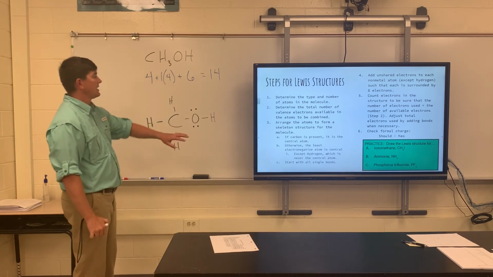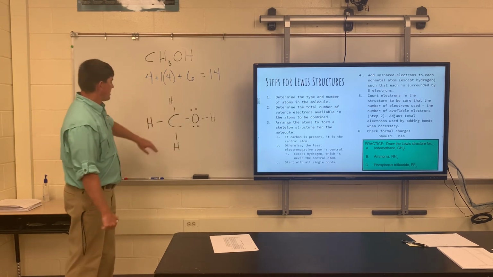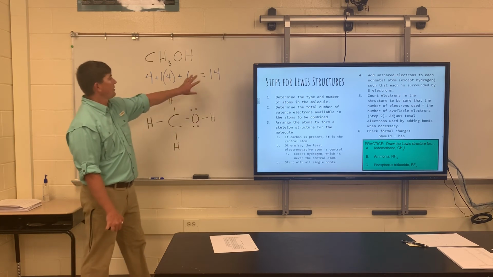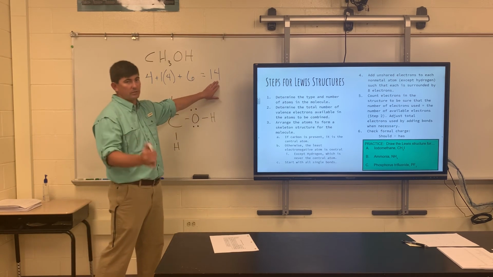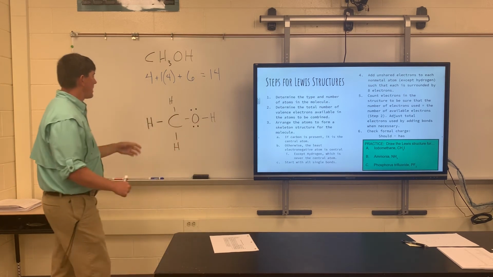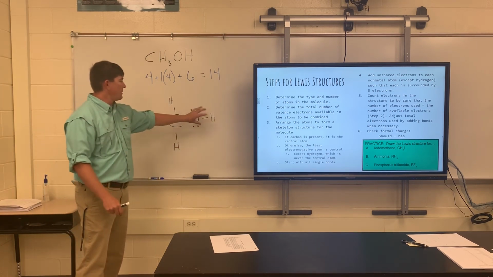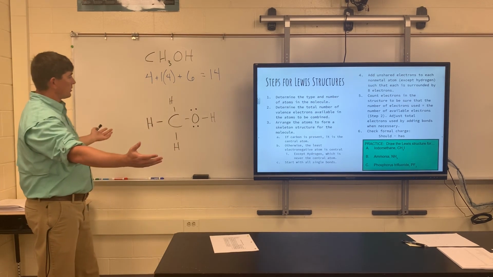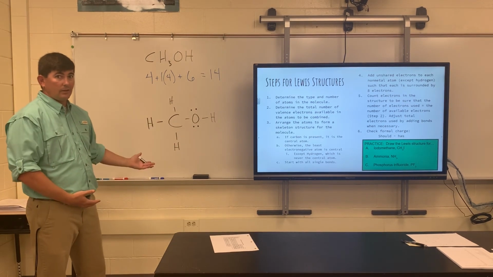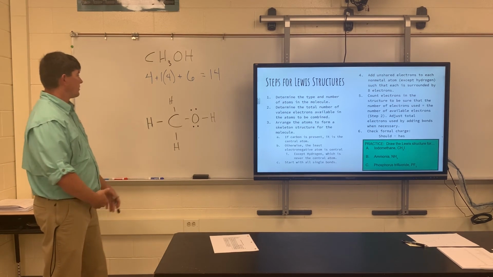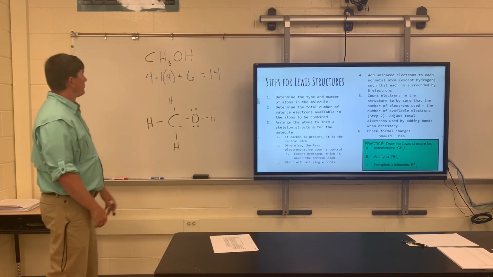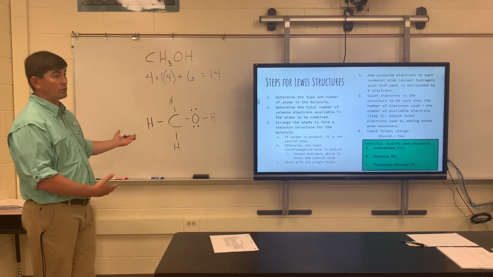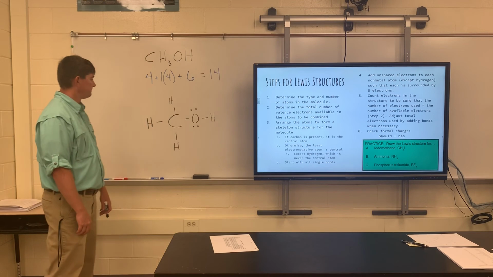Step 5 says, count how many you have. I just counted 14. 2, 4, 6, 8, 10, 12, 14. How many was I supposed to use? 14. So the system's happy. Each of these guys are happy. They all have the number they want. And I used the correct number in total. So the whole system's happy. So this would be my formula for this CH3OH. This would be my little structure.